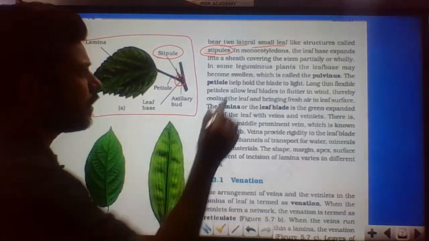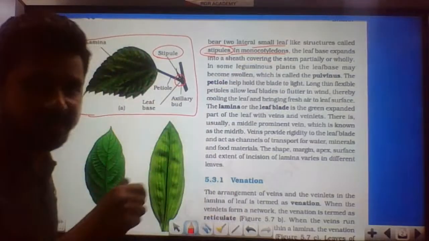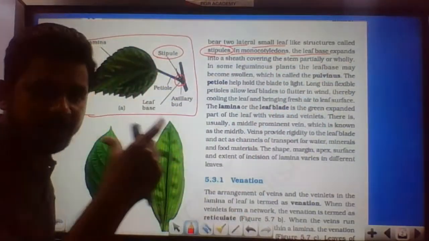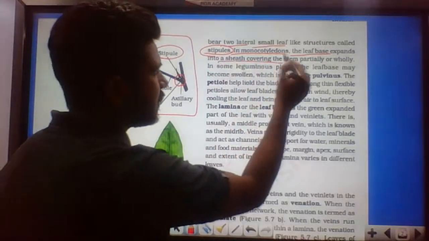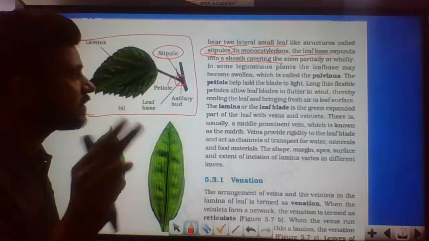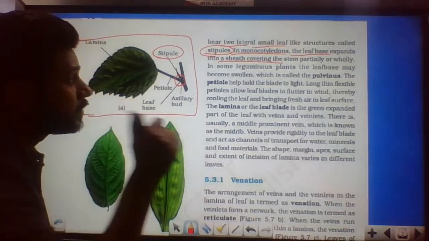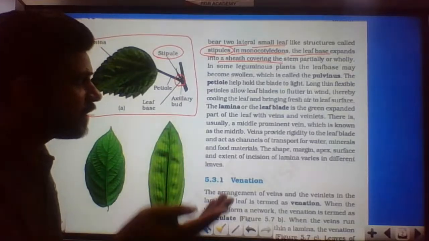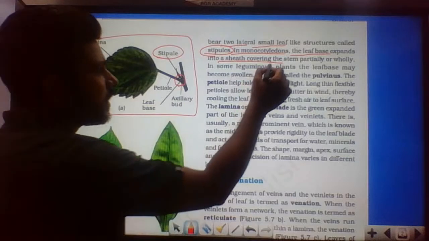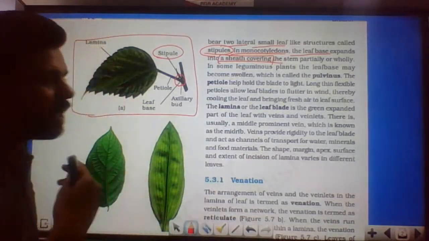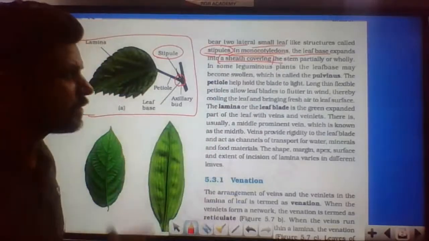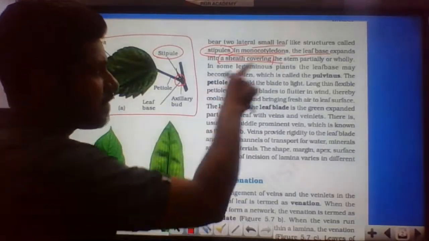And the second important point is in monocotyledons. In monocotyledons, the leaf base expands into a sheath covering the stem partially or wholly. That is the second important characteristic feature. Which means in monocotyledons, the leaf base is expanded into a sheath covering. The sheath covering the leaf base is the characteristic feature of monocotyledon plants. So we can expect a statement-based question.